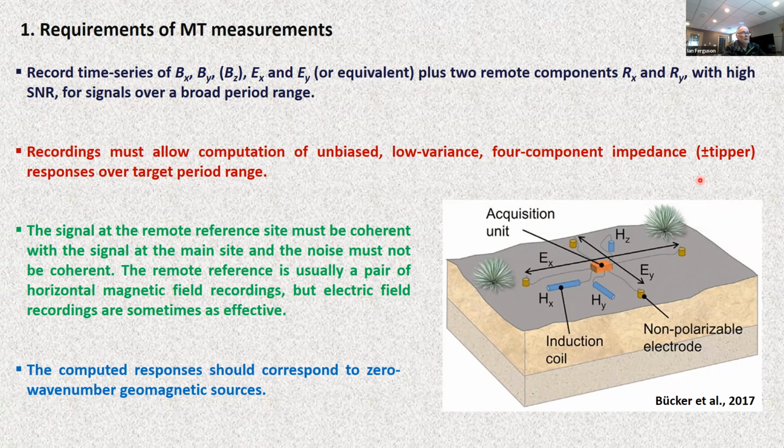The recordings must allow computation of unbiased, low variance, 4-component impedance responses, and possibly the tipper response over the target period range. In order to achieve this, the signal at the remote reference site must be coherent with the signal at the main site. It doesn't have to be identical, it just has to be able to be related to it through a frequency domain transfer function. The noise must not be coherent between the remote and the main site. The remote reference, of course, is usually a pair of horizontal magnetic field recordings, but electric field recordings are sometimes just as effective. And finally, our computed MT responses, to the greatest extent possible, should correspond to 0 wave number geomagnetic sources.